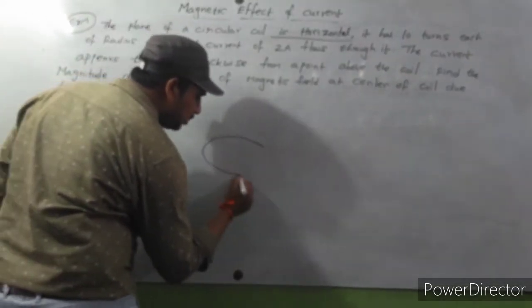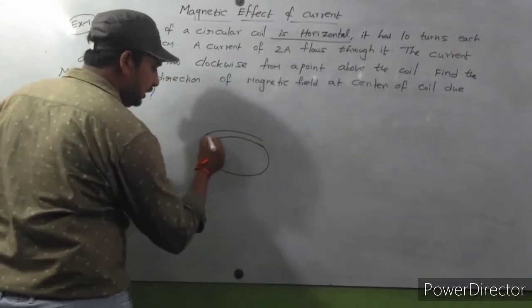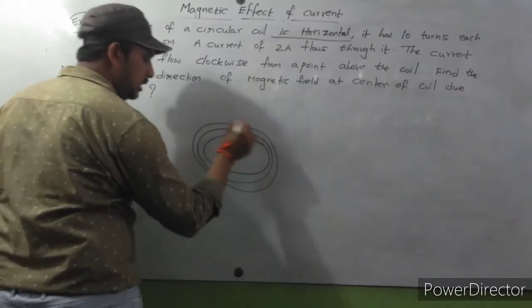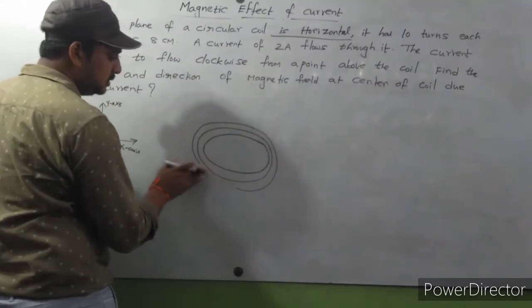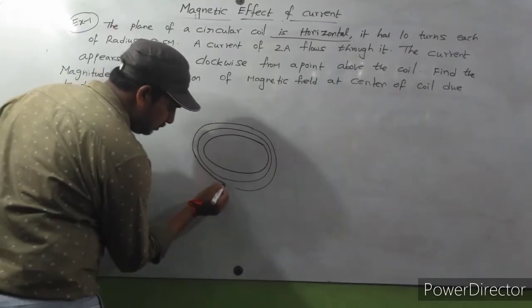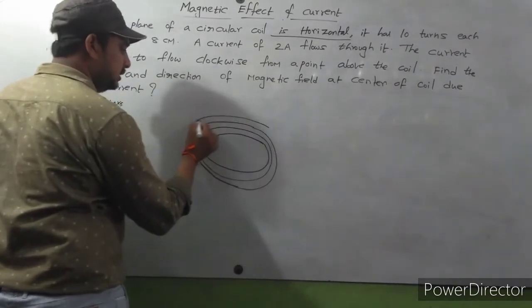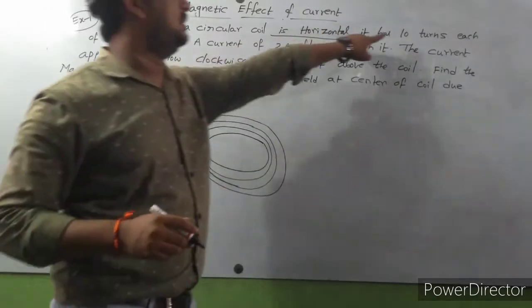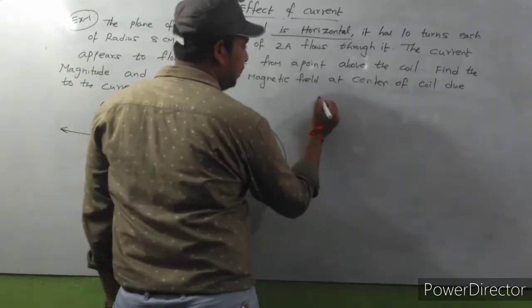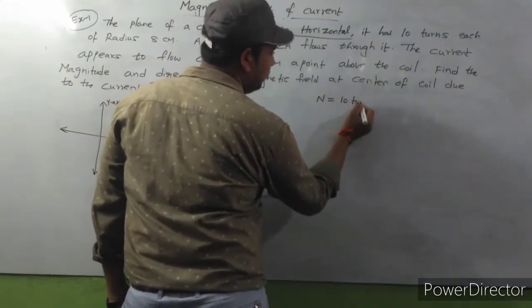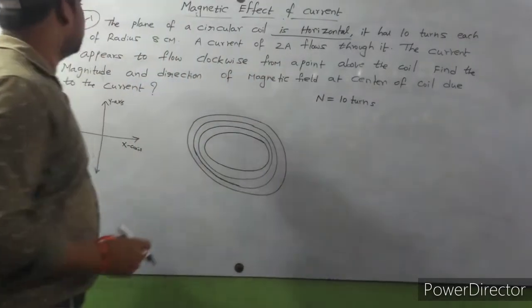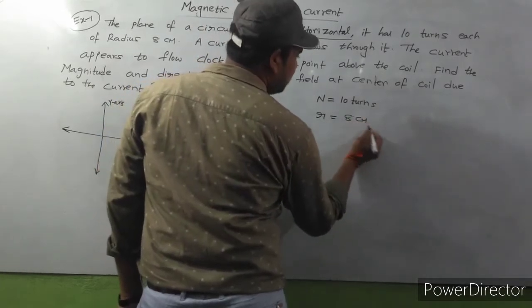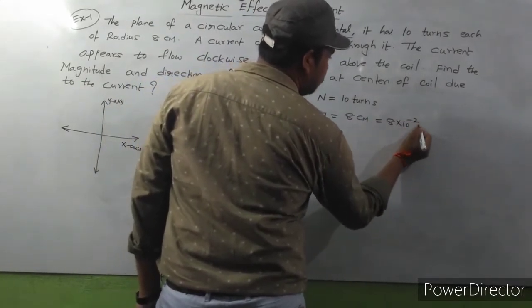That means this is a circular coil like this, and here are the loops. It contains N number of loops. Already they gave how many turns: 10 turns. Number of turns N is equal to 10 turns, and radius r is equal to 8 centimeters, that means 8 into 10 power minus 2 meters.